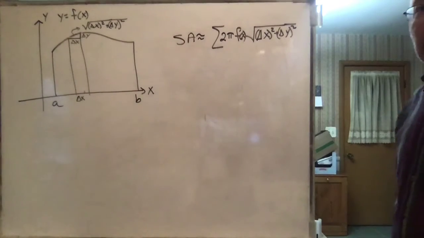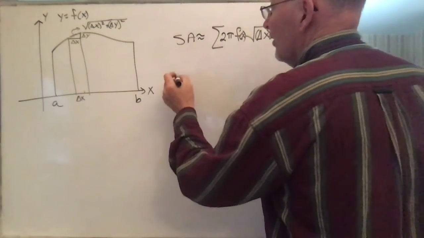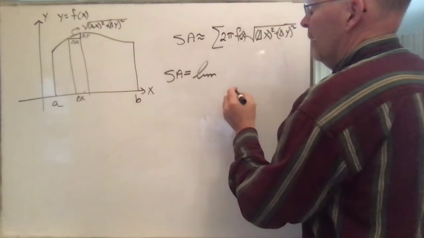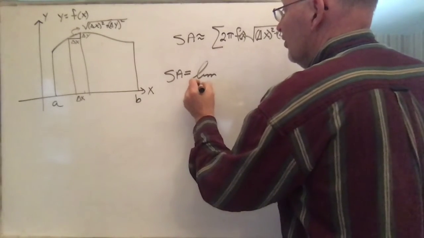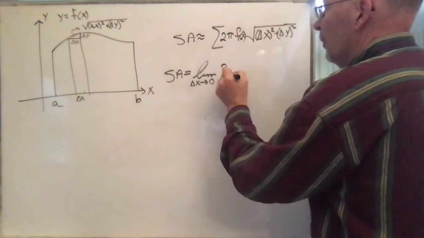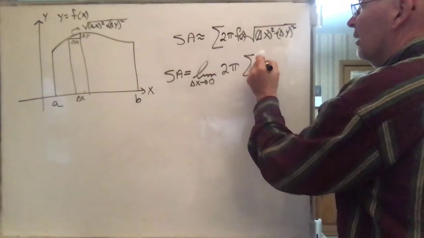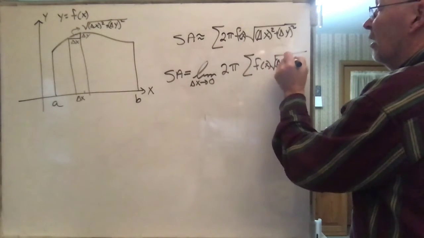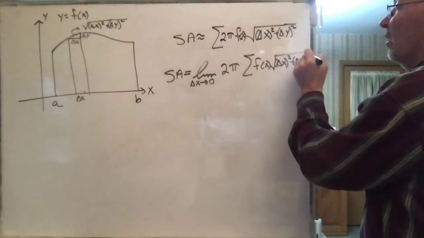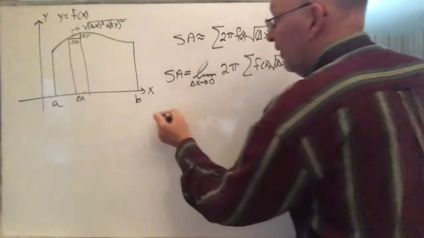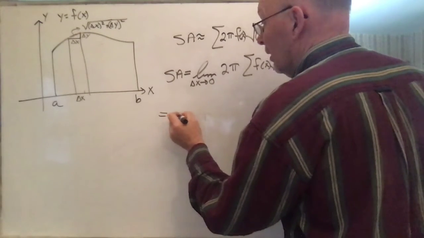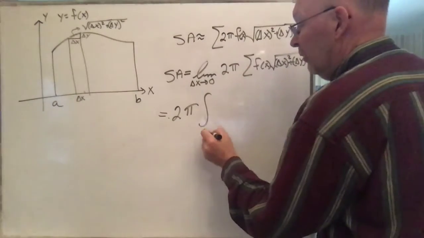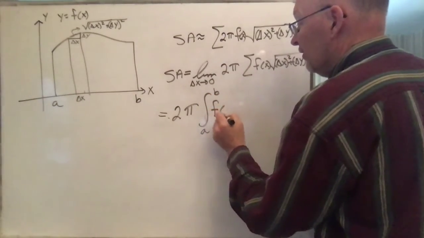So there it is. And now we can go ahead and say, okay, there's the approximation. So the actual surface area is going to be what you get by taking the limit as delta x goes to 0 of this thing. You can bring the 2 pi out front anytime you want. Like so. And then you actually perform the limit. You're going to get 2 pi times the integral from a to b of f of x.